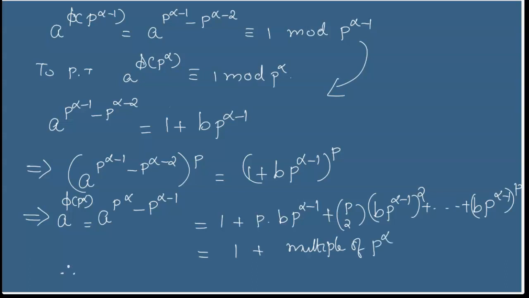Therefore, we have obtained that A raised to phi of P raised to alpha, our LHS, is congruent to 1 modulo P raised to alpha. That is, we have obtained that A raised to phi of M is congruent to 1 modulo M when M is equal to P raised to alpha.